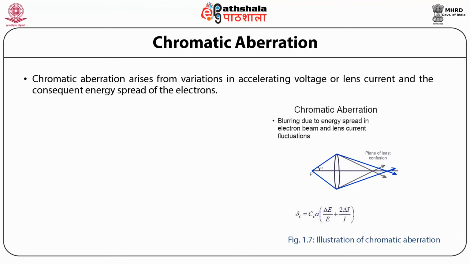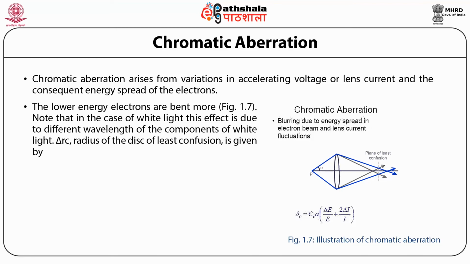The chromatic aberration arises from variations in accelerating voltage or lens current and the consequent energy spread of the electrons.